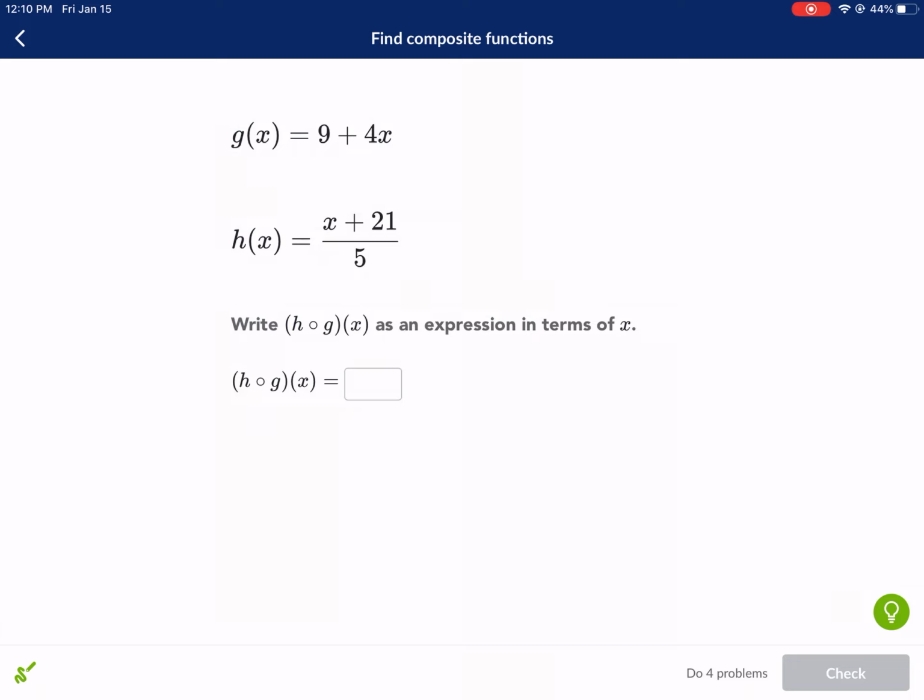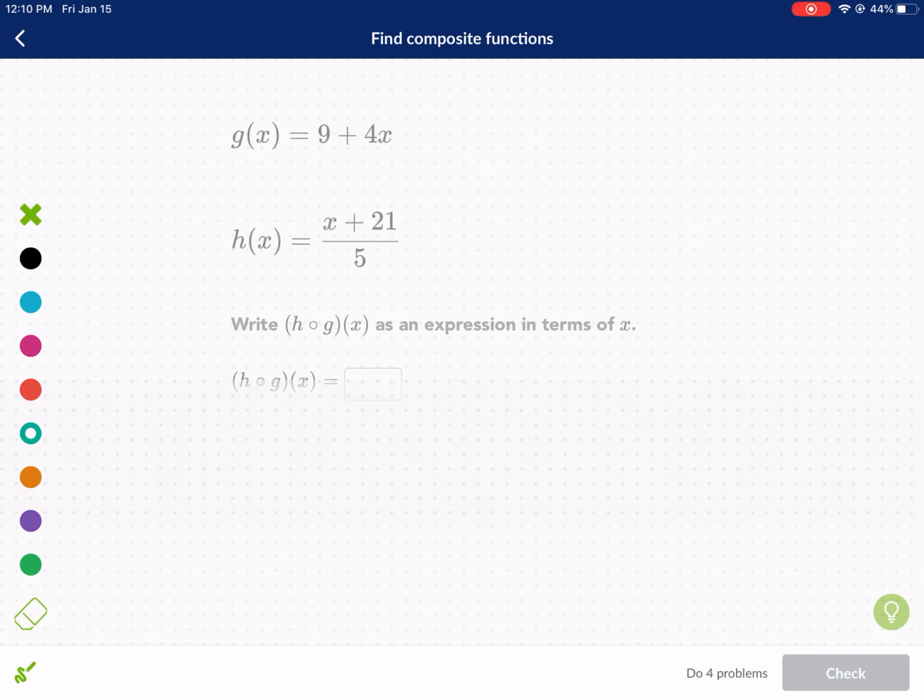Here we have g of x equals 9 plus 4x and h of x equals (x plus 21) over 5. It gives us this composition of functions right here. H of g of x, that's how you say it. Another way to write this is like this. You start off with the inner function and we move on to the outer function.